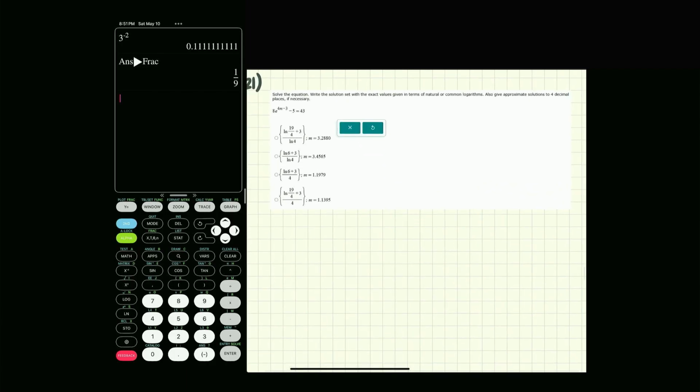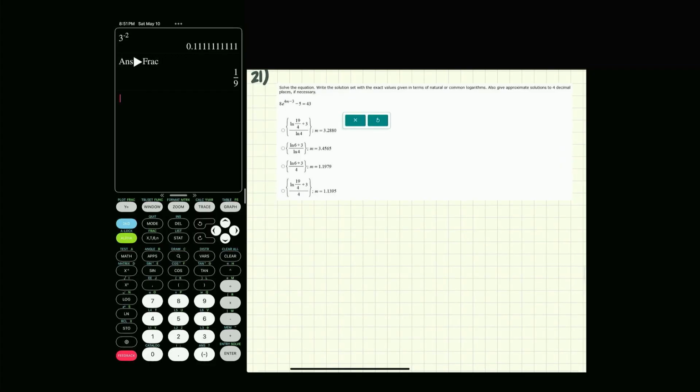Let's see here, 21. Solve the equation. Write the solution set with the exact values given in terms of natural or common logarithms, and then give the approximate solution to 4 decimal places. Alrighty, so let me write this down. We've got 8e to the 4m minus 3, minus 5 equals 43.